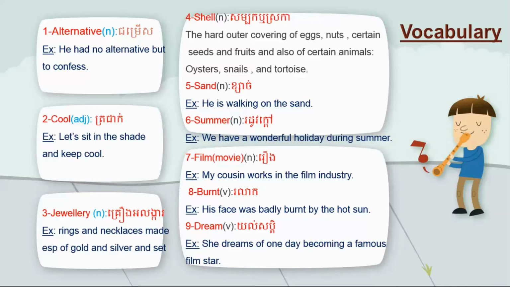So in this chapter, chapter 8, unit 1, there are 9 new words for you. The first one is alternative, and the second one is cool, and then jewelry, shell, sand, summer, film, burned, and dream. Only 9 new words for you. And don't forget, take your pen and book to copy the new words into your notebook. Okay? The new words that you have to remember: the word, the spelling, the part of speech, and the meaning of the word. You have to copy it into your book, everyone.